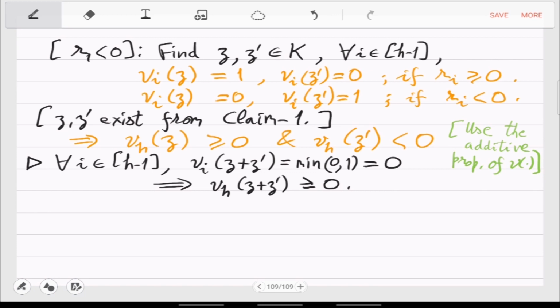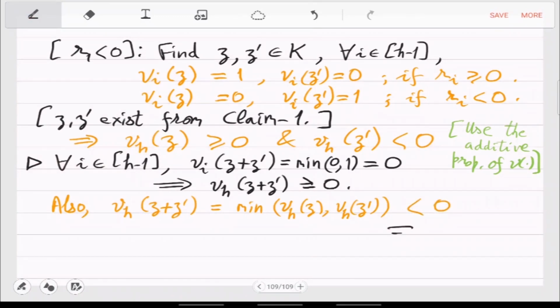Sorry? About above that, VH is Z greater than or equal to 0 and VH is Z prime less than 0, then which is Z plus Z prime is. Yeah, so I did not deduce anything from there. Now I use that. Also VH of Z plus Z prime is the minimum of VH Z and VH Z prime, because they are different, and the minimum one is negative.